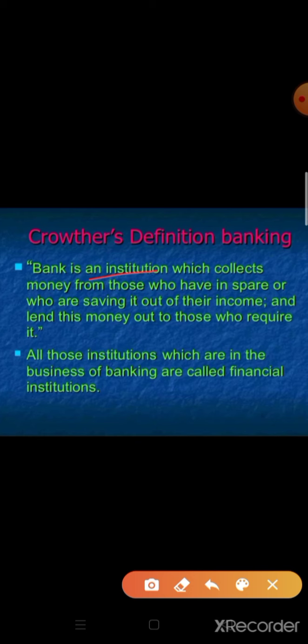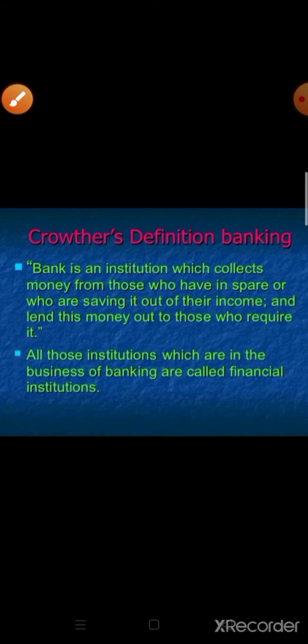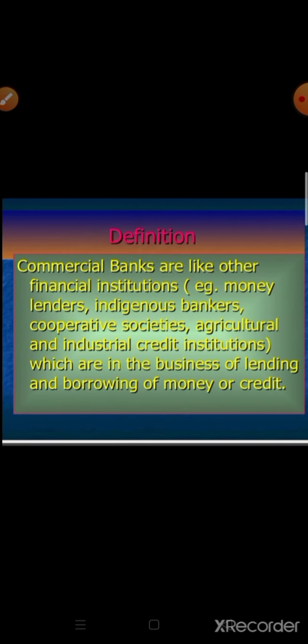In Crowther's definition, a bank is an institution which collects money from those who have it spare or who are saving it out of their income, and lends this money out to those who require it. This is what a bank is, or we can say the function of a bank. All those institutions which are in the business of banking are called financial institutions. This is the definition of banking.